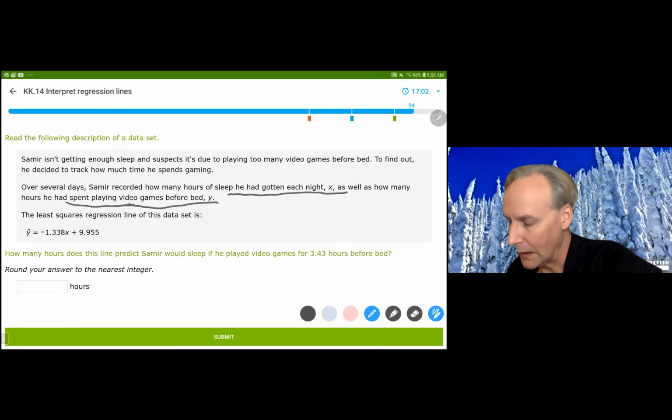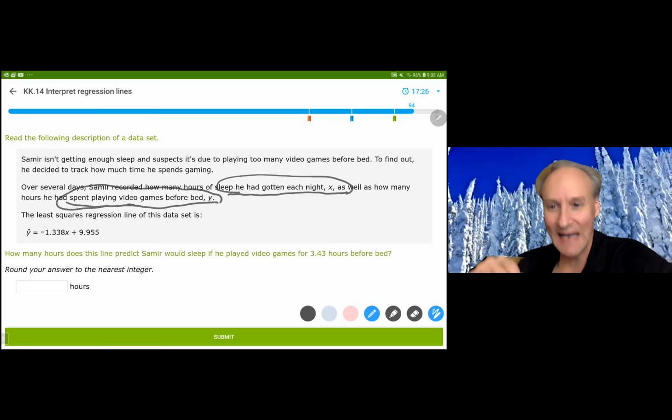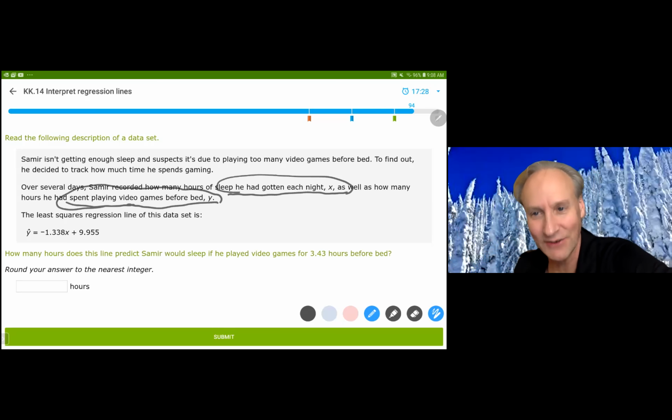So this is really backwards. This should have been his X value. The hours he spends playing video games is affecting how much he sleeps, rather than the other way around. In this situation, the way that they wrote it, the sleep that he's getting is affecting how much time he can spend playing video games.